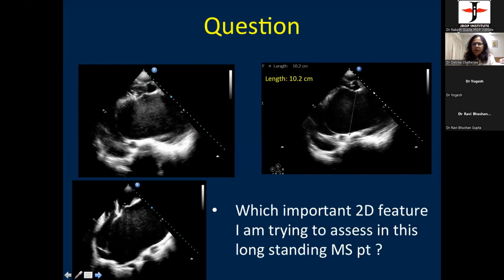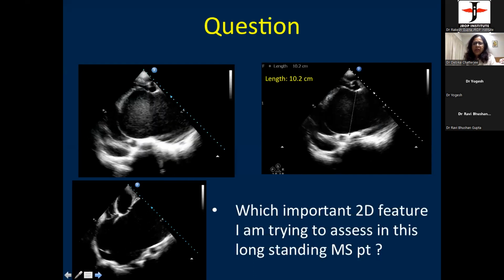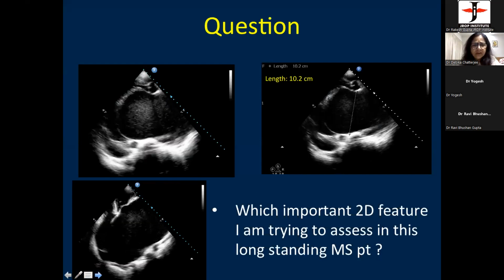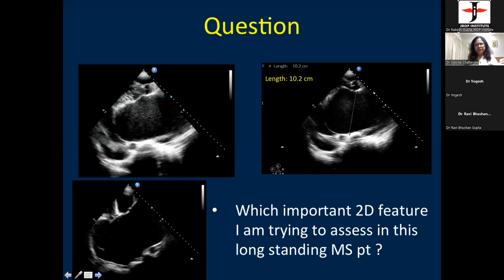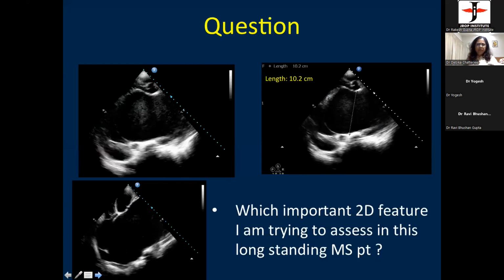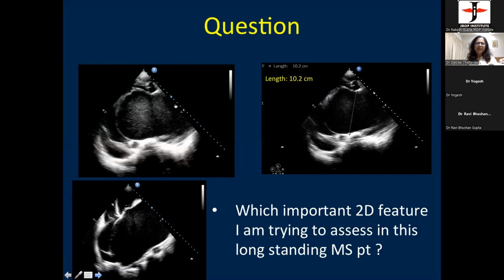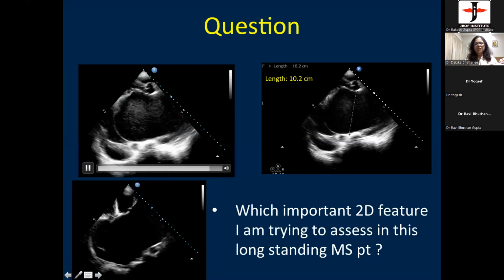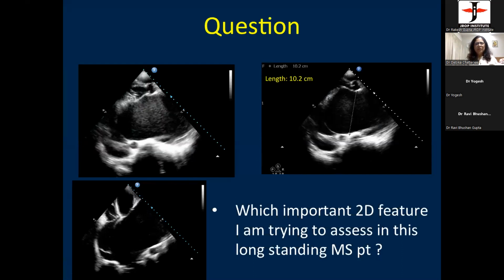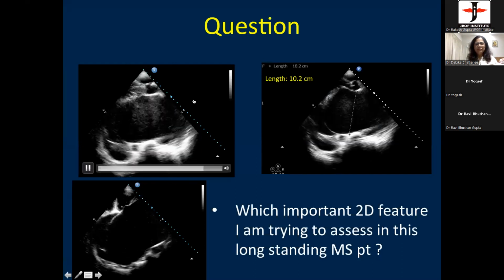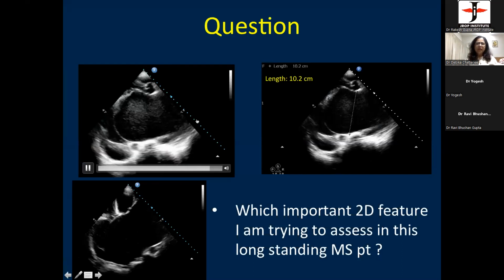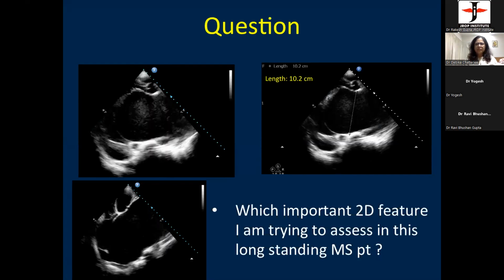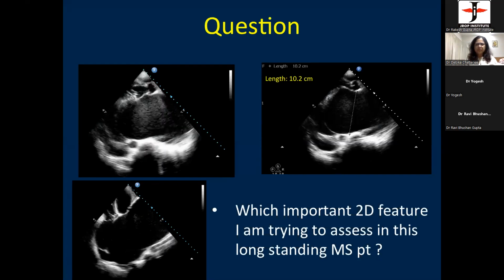Which important two-dimensional feature am I trying to assess in this long-standing case of rheumatic mitral valve disease? What is the typical finding? Ma'am, which view is this? Parasternal long axis view. Right. The LA is hugely dilated, ma'am.